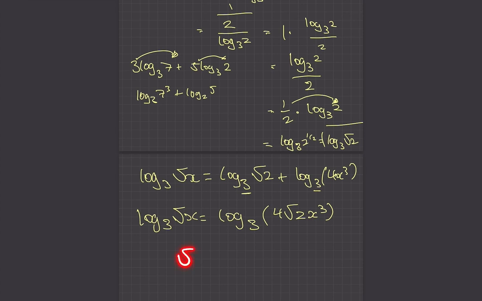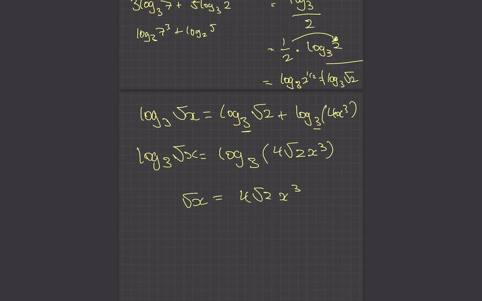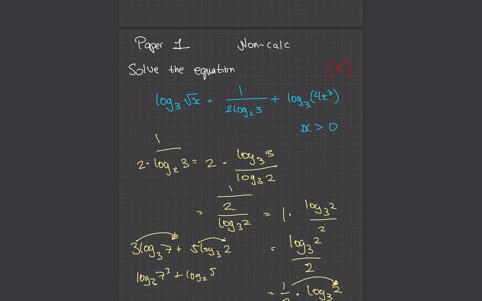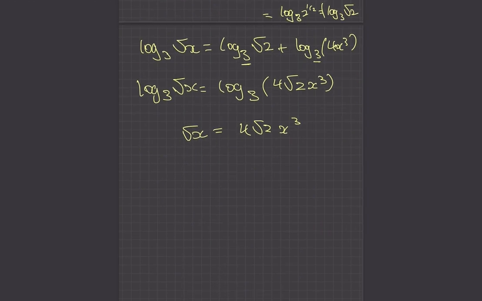So that means that root x equals 4 root 2 x cubed. Now you might say, oh, we can't divide by x because it can't be equal to 0. But actually all the way back at the beginning, we had that x is strictly greater than 0. So we actually can divide by it, but we don't actually have to.